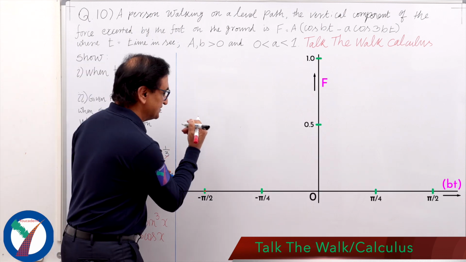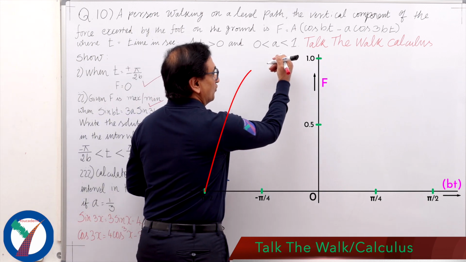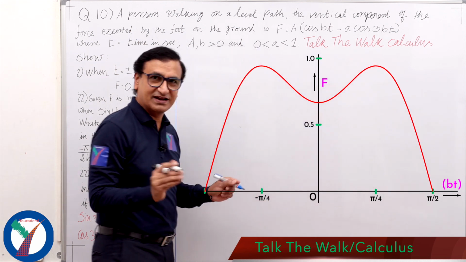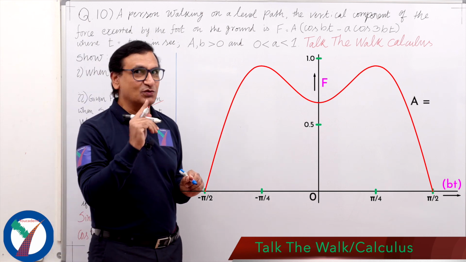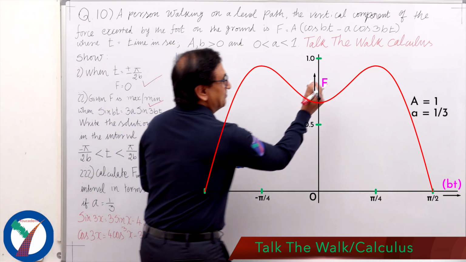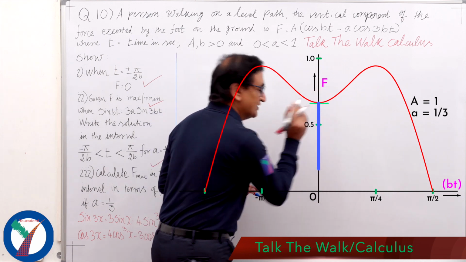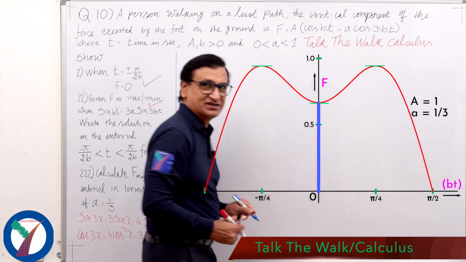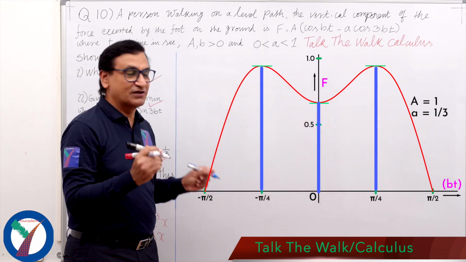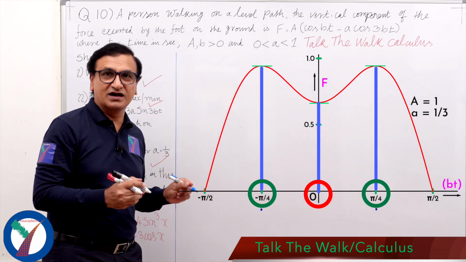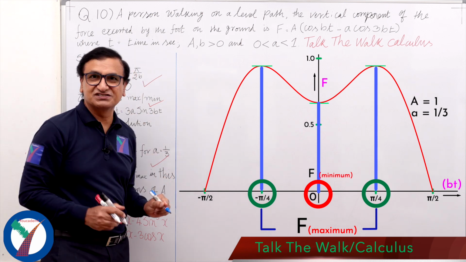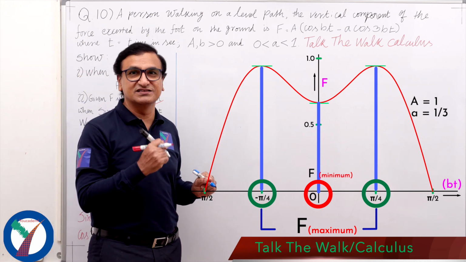If you look at the graph, the force is 0 at minus pi by 2. It increases to a local maximum, then decreases to a minimum, then again increases to the maximum, and again goes back to 0. Correct? And this is the graph for capital A equals 1 and small a equals 1 divided by 3. If you look at this graph, the minimum point corresponds to bt equals 0 and the two maximum points correspond to bt equals minus pi by 4 and bt equals plus pi by 4. Therefore, plus pi by 4 and minus pi by 4 are the maximum points and bt equals 0 is the minimum point. But how do you do the calculation without resorting to this graph? That's what we are going to see in this video now.